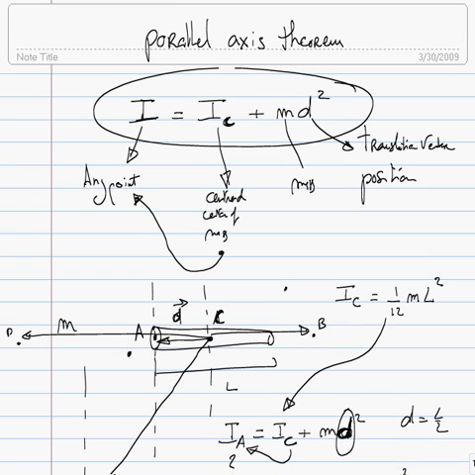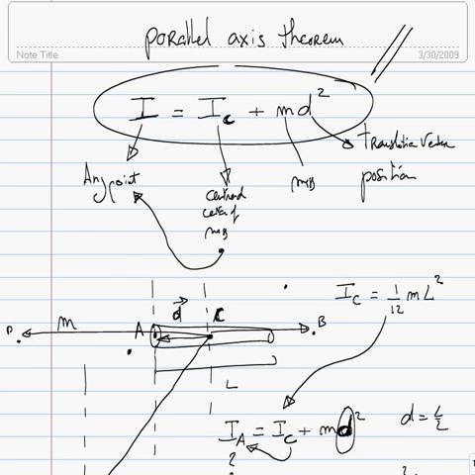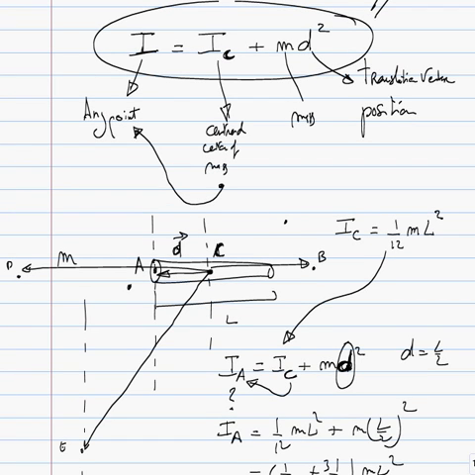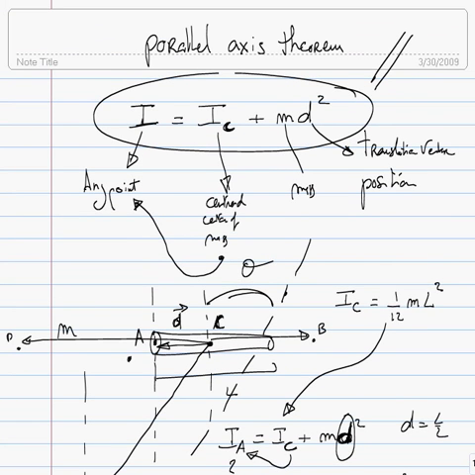Second, remember that this refers to a translation, which means that you are translating the axis of rotation. You cannot use the parallel axis theorem to figure out the moment of inertia about an axis going like this, because this axis is rotated with respect to your original axis. You cannot use that for a rotation. For rotation, you have another theorem which is called the principal axis theorem. But this one is the parallel axis theorem, which refers to translating your axis of rotation in a parallel manner.